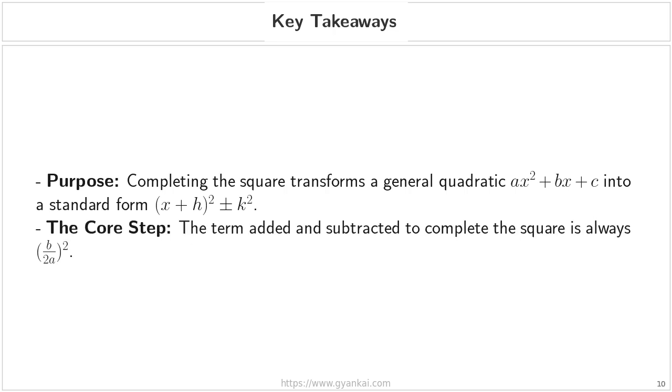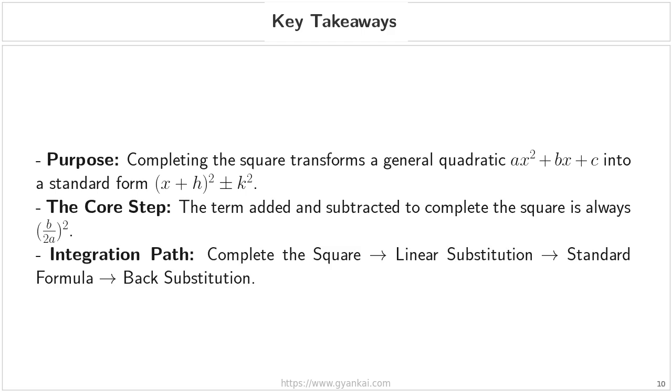Next, the core step. This is something you really need to remember. The term we always add and subtract to complete the square is (b over 2a) all squared. So, if you ever get stuck, that's the key value to calculate. It's derived from taking half of the coefficient of our x term, that's b over a, and then squaring it.